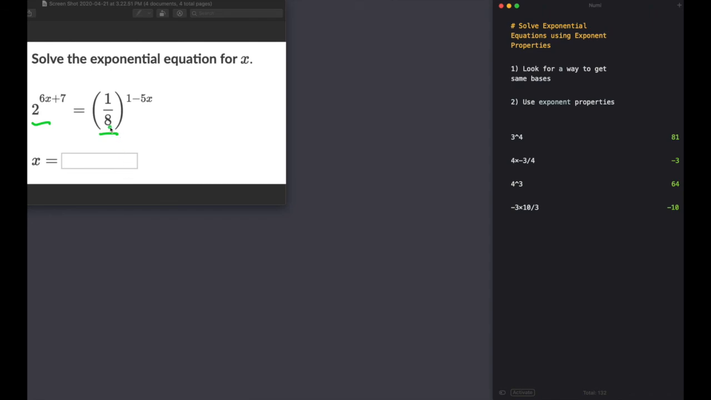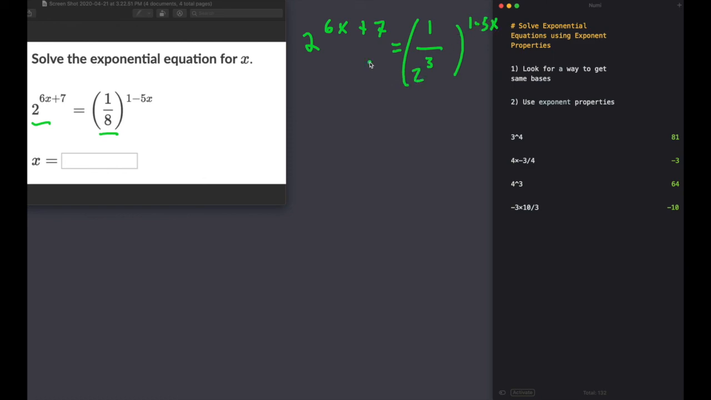All right, so pause the video if you want a second more to think, but maybe you realize that 8 is really 2 to the third. So this is really like 1 over 2 to the third. And I could express this as 2 to the 6x plus 7 equals 1 over 2 to the third. It's starting to look more familiar. And this thing raised to the 1 minus 5x.